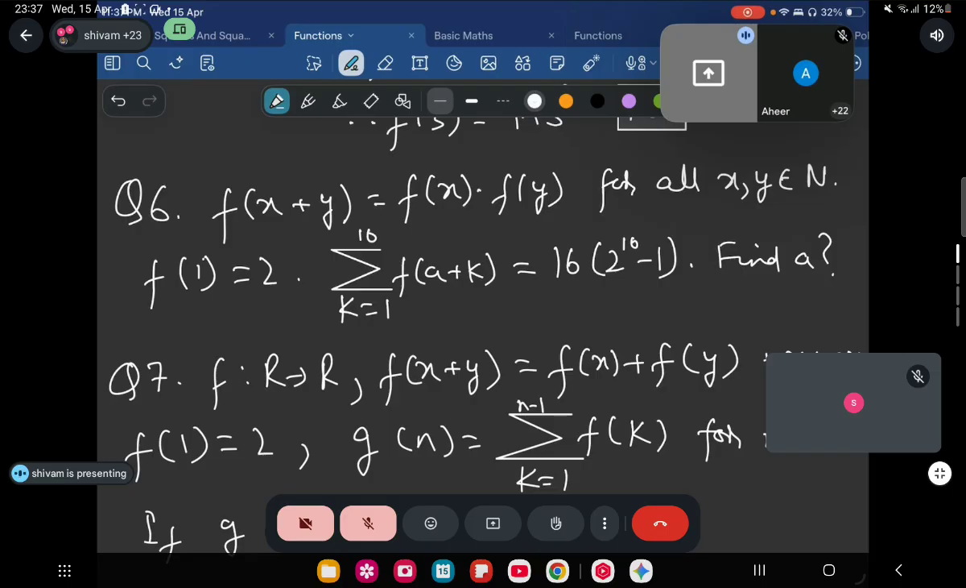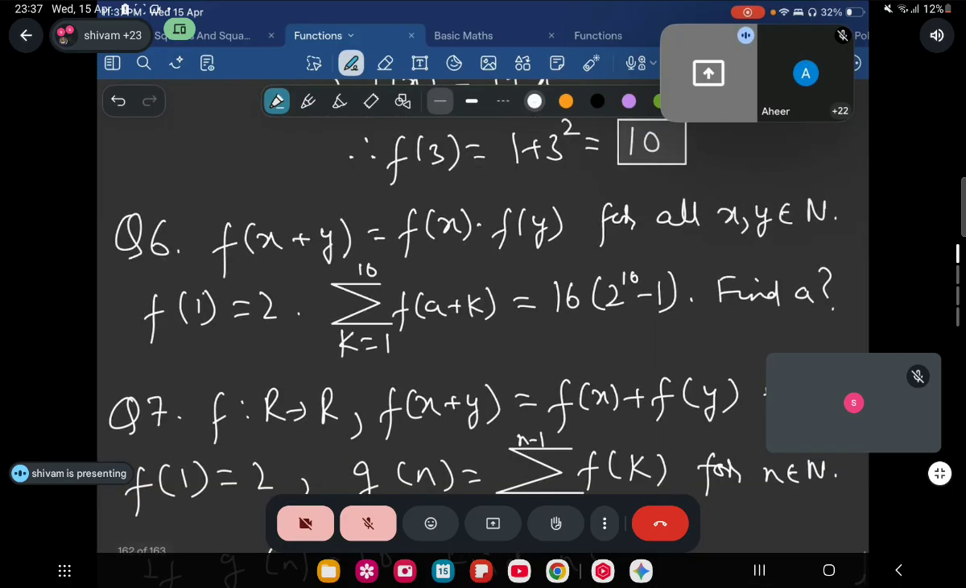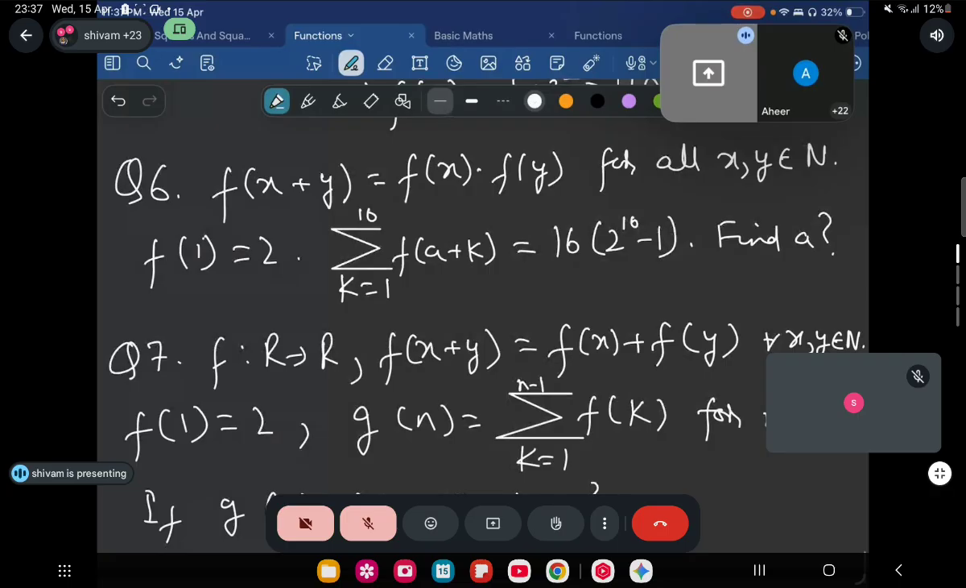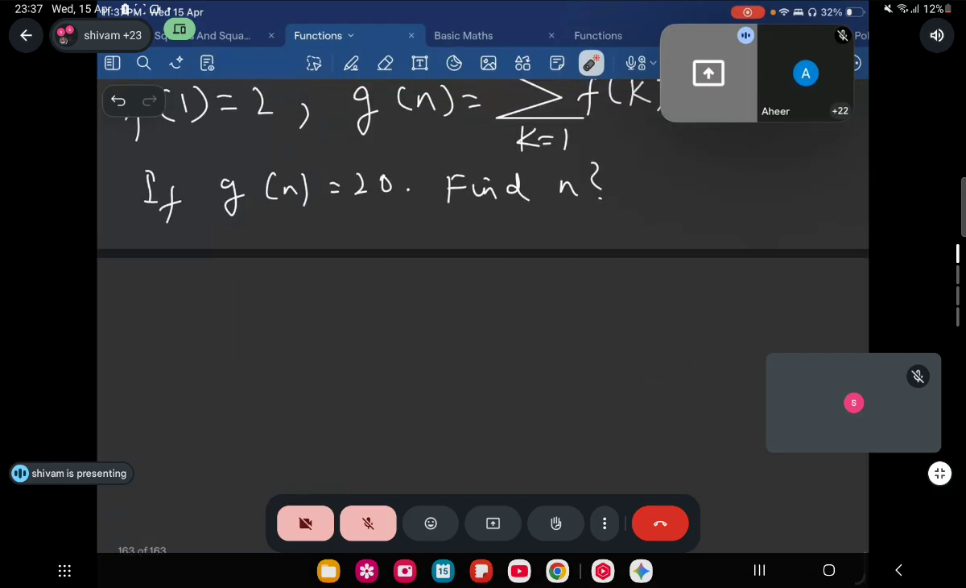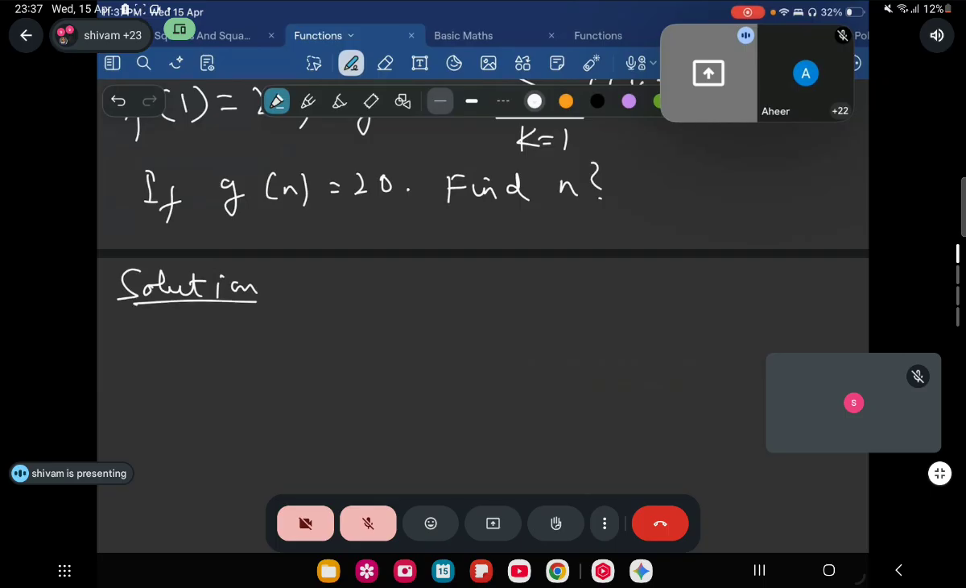Okay, everyone, let us start. Okay, pay attention, everyone. F of x plus y is equal to f of x into f of y. Okay, everyone notice. These two expressions are extremely important. If you understand what the function is trying to say, you'll be able to understand how to proceed. So what you do is, since x and y belong to natural numbers, see what is happening in the next step. Put y equal to 1.